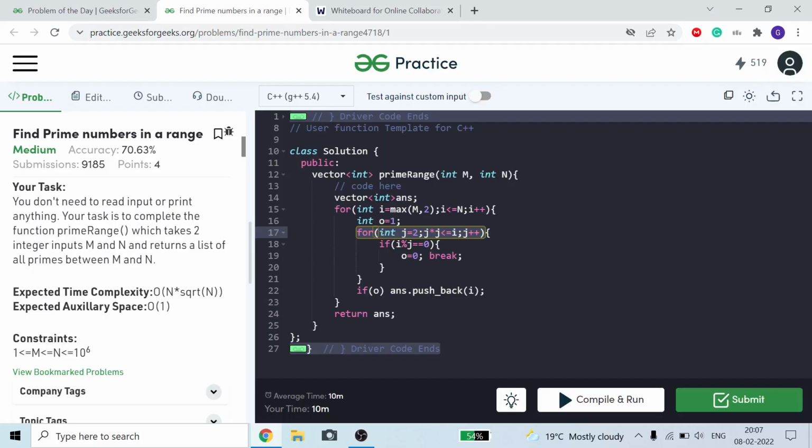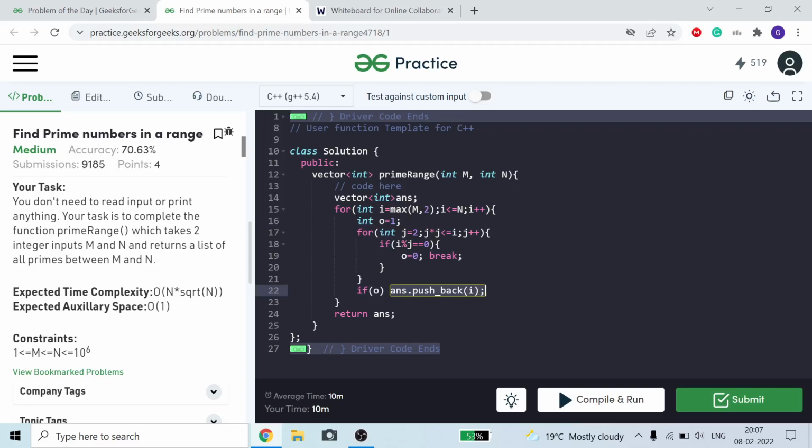I hope you all understand it. And if I find a divisor, then I just make o equal to 0 and break out. And if my o is still equal to 1, then I just push back the answer. Now why am I taking the maximum of m and 2? If my m is equal to 1, then because I am starting my j from 2, this loop will not work for m equal to 1, because the starting index of j is greater than i. So o remains 1, and that's why I also push back 1 here.